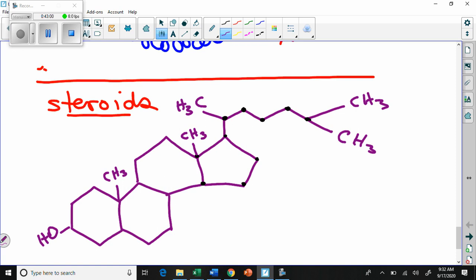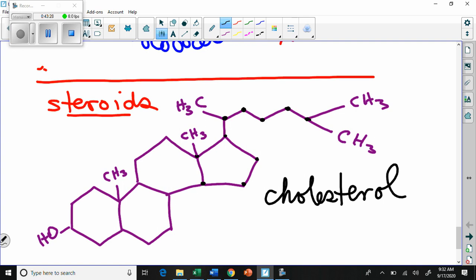And aside from the sugars, this is the one that has all these rings in it. We haven't seen too many rings aside from basically the sugars that we saw, and now this one. Guess what his name is? Cholesterol. And he's a steroid. There are other steroids.